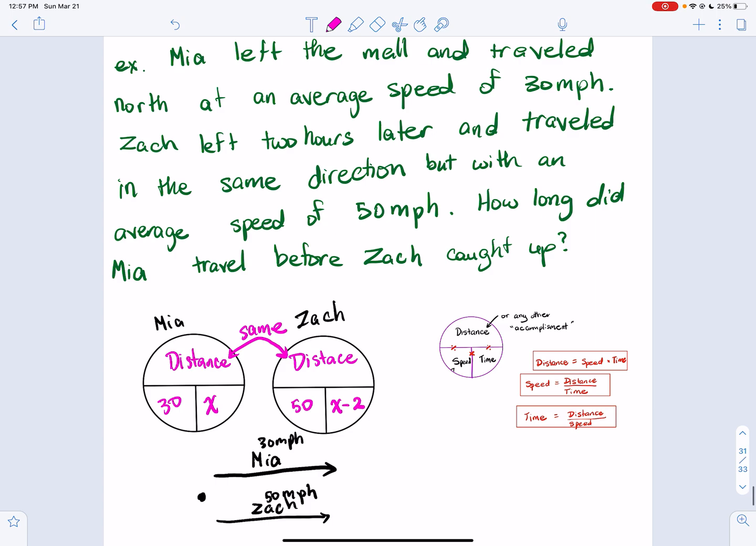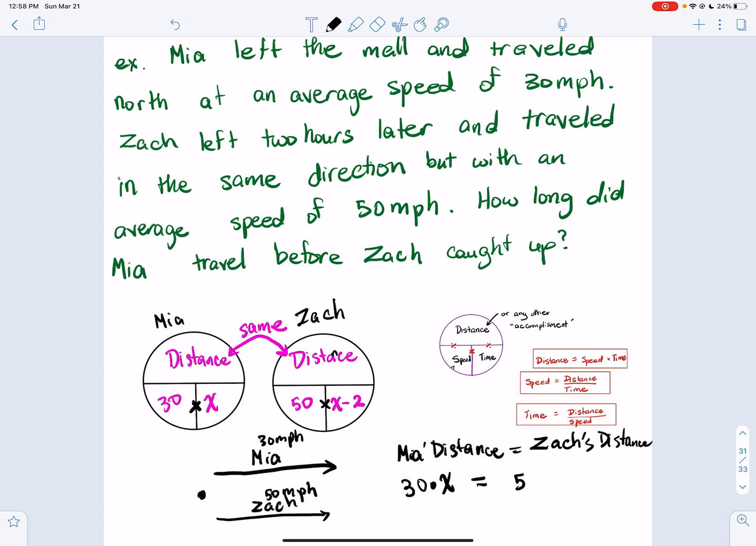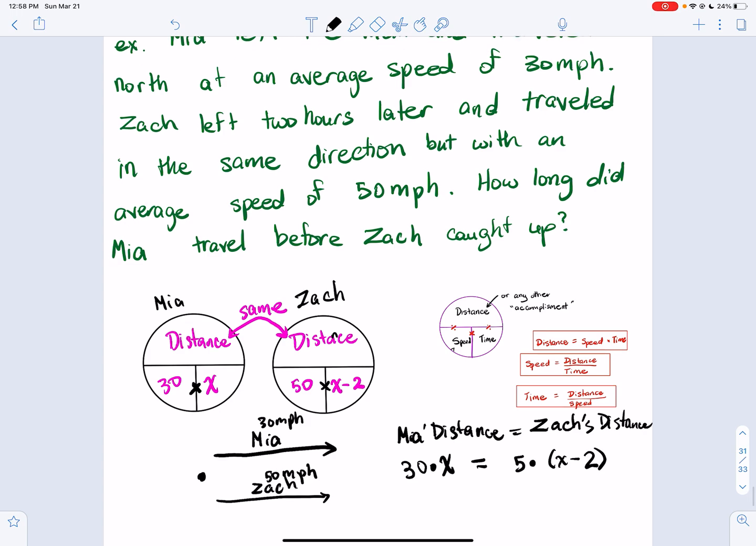Recalling the formula given here, our 30 multiplied by the x gives us distance. And on Zach's circle, the 50 multiplied by the x minus 2 gives us his distance. We know that those two distances are the same. I'll write that down just to make sure: Mia's distance equals Zach's distance. So 30 times x is equal to 50 times x minus 2. Mia's distance is equal to Zach's distance. So now we have an equation that we can actually solve.